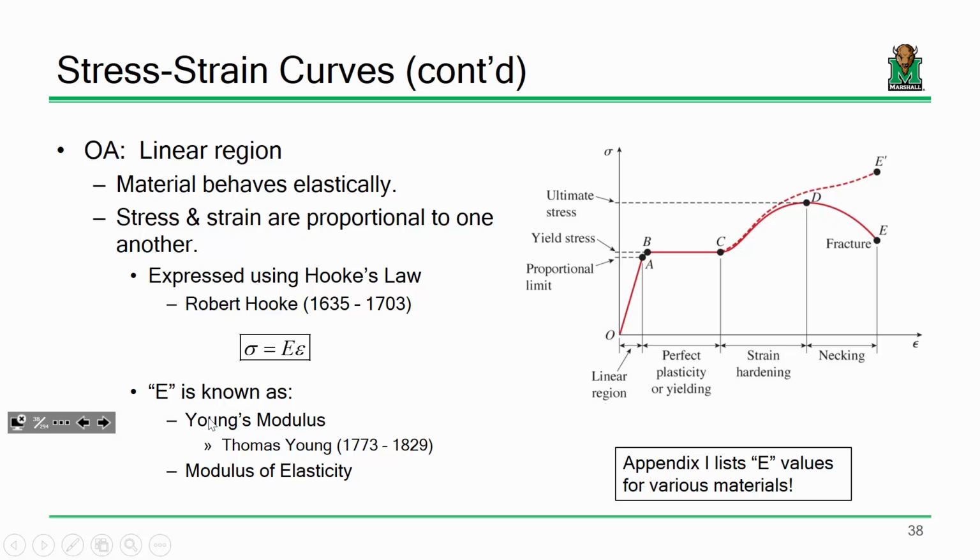If I have a rubber band and I stretch it and let go, what happens? It snaps back to exactly the way it was, assuming I didn't stretch it so far that I snap the rubber band. This is what we call elastic behavior. When I apply a load and then release it, it goes back to the way it was. Stress and strain are proportional to one another.